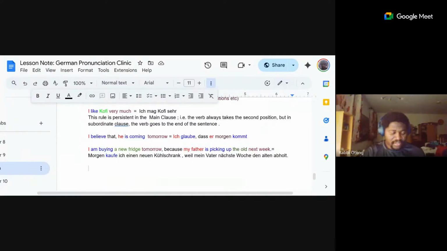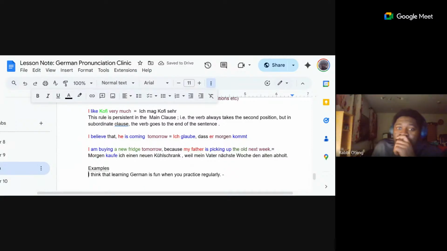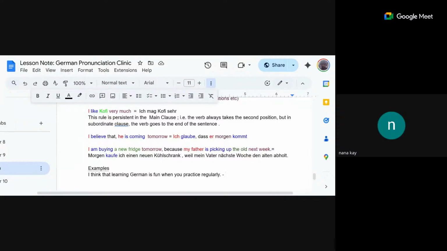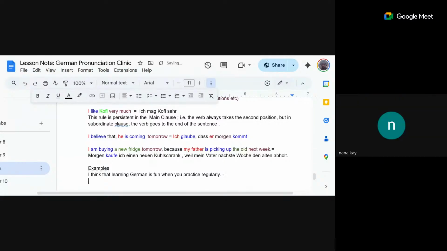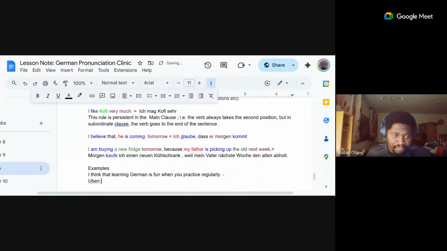Okay, so the first sentence, yeah, we would like to try. I think that learning German is fun when you practice regularly. Okay, so to practice is üben. Okay, good. Üben has an umlaut. That's where we have Übung. Übung means exercise or practice.